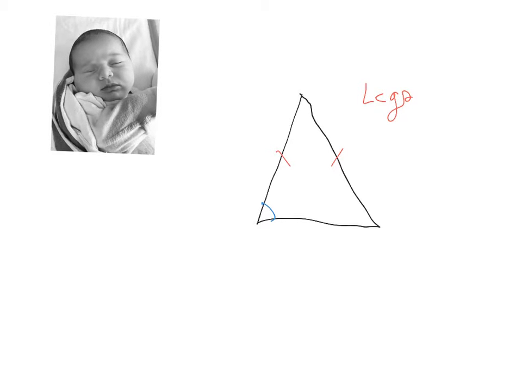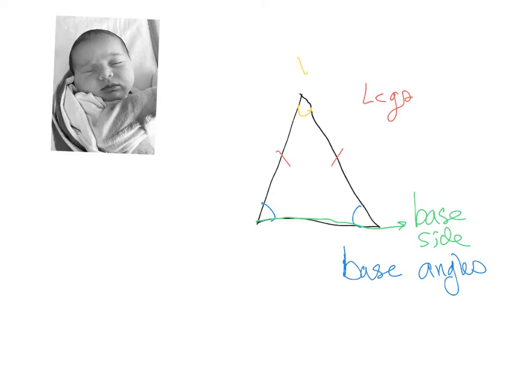The two congruent angles are called the base angles. And then the side that's not congruent to anything else, that's the base side. And then the angle that's not congruent to anything else is the vertex angle.